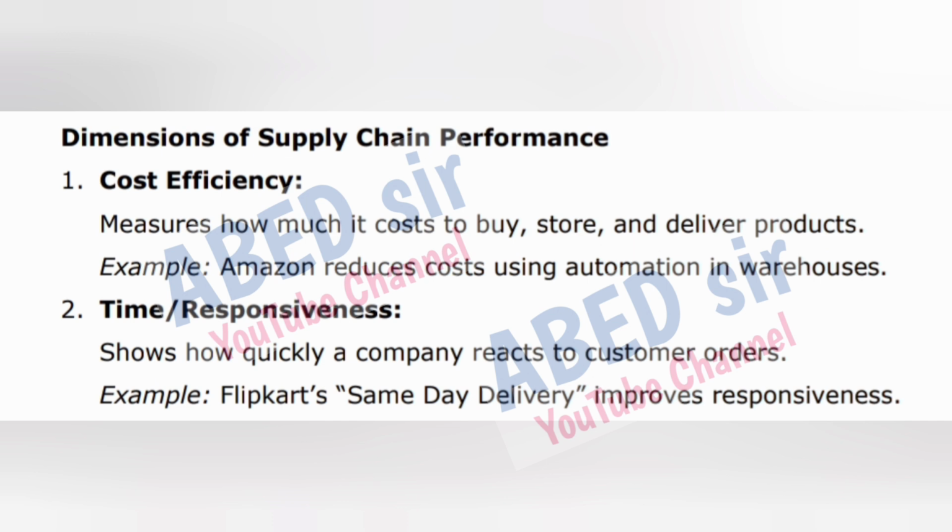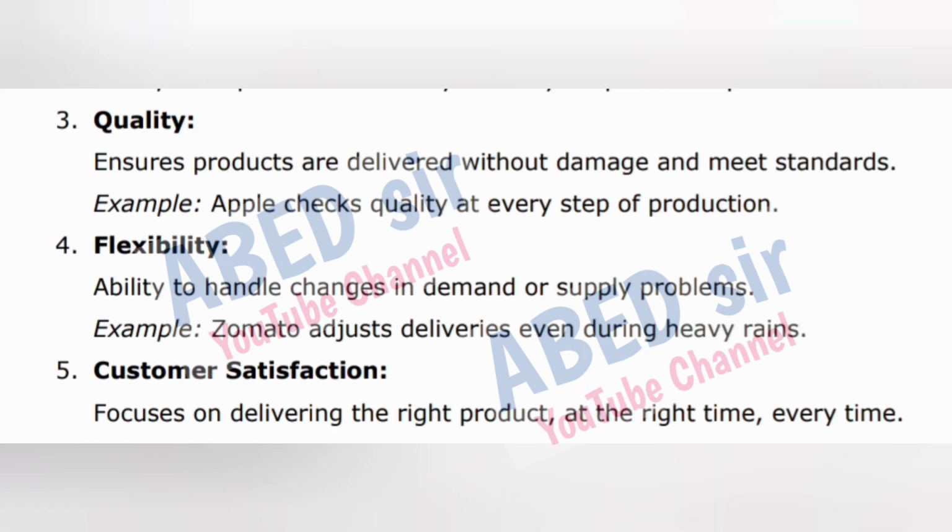1. Cost efficiency. Measures how much it costs to buy, store, and deliver products. Example, Amazon reduces costs using automation in warehouses. 2. Time responsiveness. Shows how quickly a company reacts to customer orders. Example, Flipkart's same-day delivery improves responsiveness. 3. Quality. Ensures products are delivered without damage and meet standards. Example, Apple checks quality at every step of production.